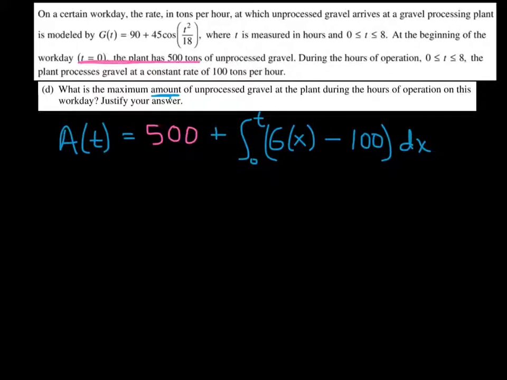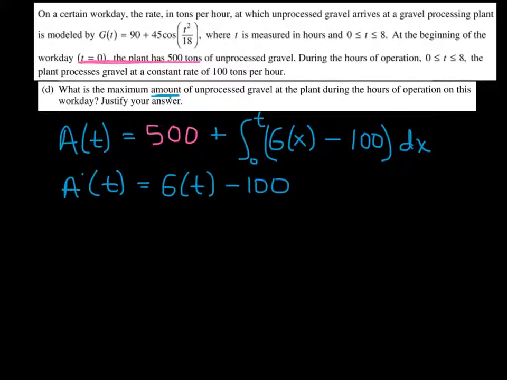Now I want to find out when that's the maximum, so I'm going to take A prime of t. If I took the derivative of this function, the derivative of 500 would be 0, so that would wipe that out. And to take the derivative of this integral, what does that mean I would do? That means I would take this upper bound and plug it in for the variable x and evaluate it that way. So this would be equal to g of t minus 100.